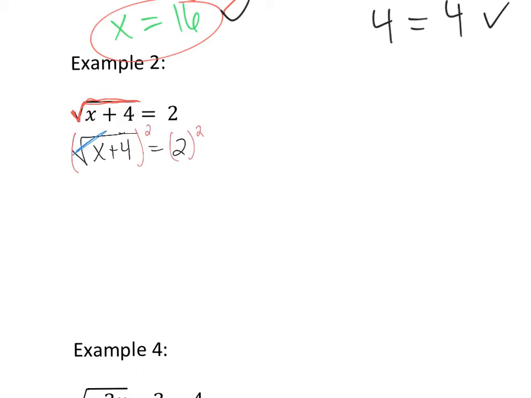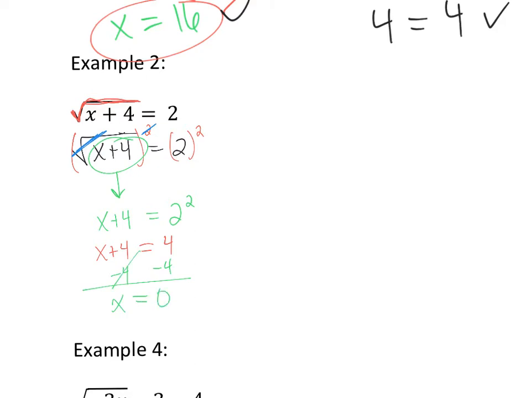Because this radical, we want it to cancel. So what drops out of the radical is x plus 4. And then on this side, I still have 2 squared. And then now we are just solving. So I'm going to do x plus 4 equals 2 squared, which equals 4. And now it's a one-step equation. I just need to get x by itself. And I would subtract 4 from each side to get x by itself.